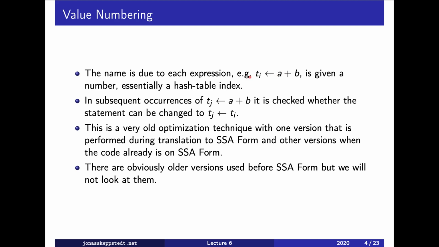What happens is that we save the value in a temporary variable, and then when we come to another occurrence of this expression, what we aim at is to use the previously saved value and use that instead, like this.